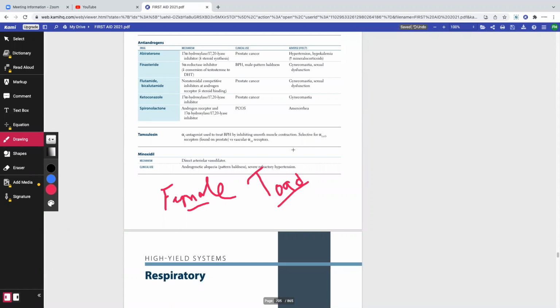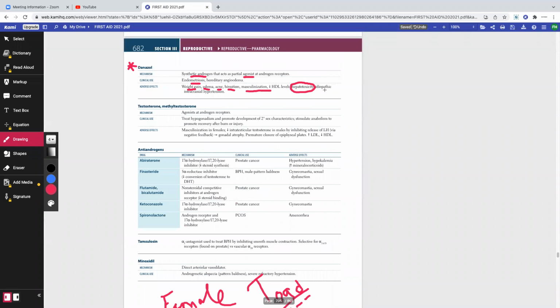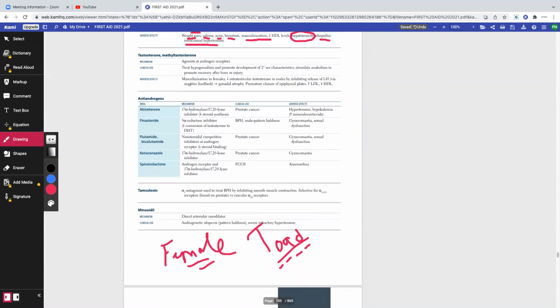Increased idiopathic intracranial hypertension. Risk factors for idiopathic intracranial hypertension are females who use tetracycline, obese females, then A for what? A for vitamin A derivatives, yes or no? That is retinoic acid and isotretinoin. D for danazol. Danazol can cause idiopathic intracranial hypertension. Very high yield, okay? Next one is testosterone. Testosterone is understandable. It's not that high yield. It's basically an agonist of the androgen receptor. We treat this for hypogonadism and development of secondary sexual characteristics.